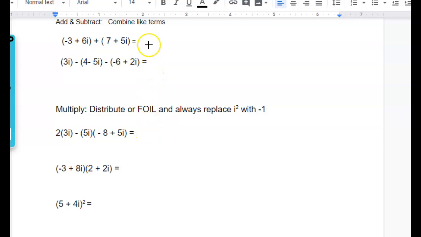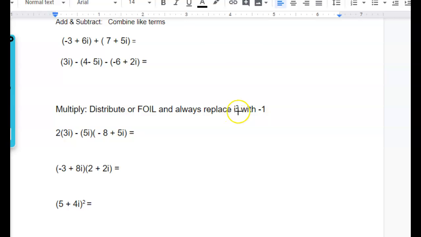Right, previously we talked about add and subtract, which was just combining like terms. Multiplication is a little bit different. You still combine like terms, but that's at the end. So first you're either distributing rainbow or you're doing FOIL, which is still distributive property, but that's that box method that we did previously in the beginning of chapter 7.